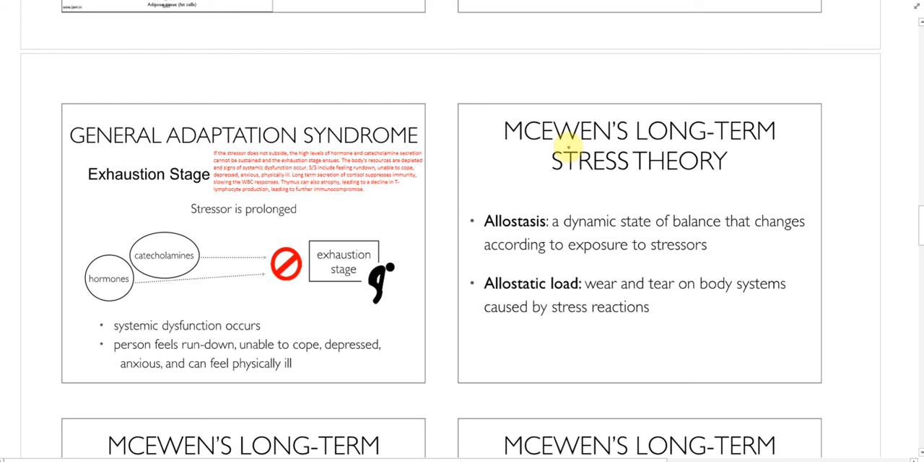So next up, we've got McEwen's stress theory. And this is a long-term stress theory rather than Selye's shorter reaching into long-term stress theory. McEwen really impacts allostasis, which is that dynamic state of balance that changes according to the exposure of stressors. And then allostatic load is going to be the long-term impact of all of the stress reactions that occur long-term that especially are not dealt with well, and the impact that makes to the different organs and systems in our body.